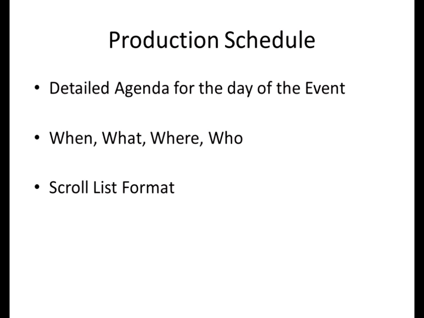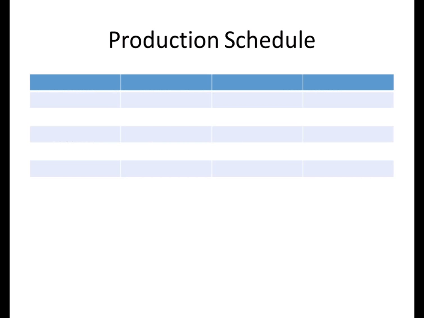It includes when, what, where, and most importantly, in my opinion, who. It is prepared in what we call a scroll list format. It is arranged in a table and is displayed in columns. Here, let's take a look at an example. Very simple layout here.